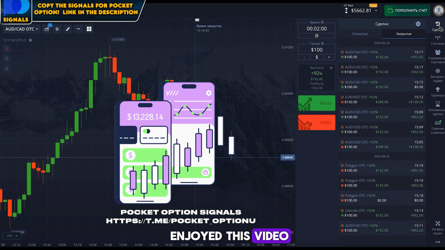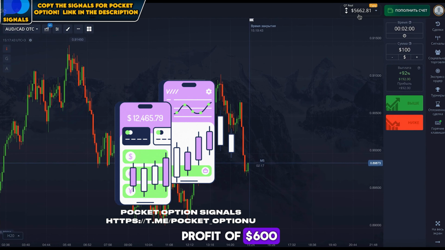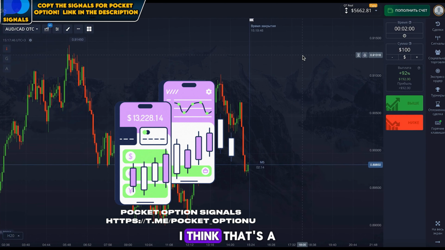I made a decent profit of $600 during the trading session. I think that's a pretty good result.